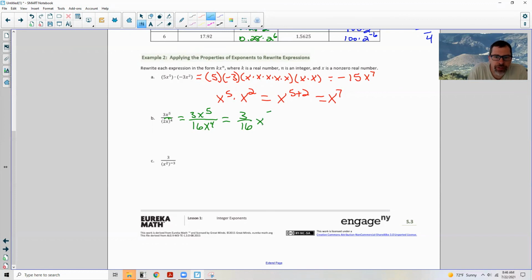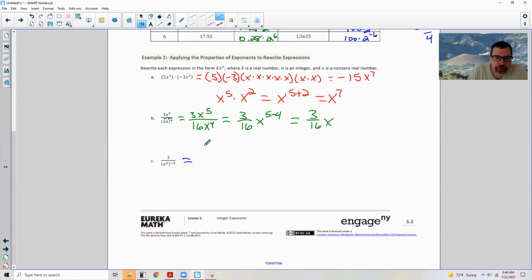You say x to the 5 minus 4. That's just showing the rule. When you're dividing exponents with the same base, you subtract the powers. So this is going to yield 3 over 16 x to the 5 minus 4, which is 1, or simply 3/16 x.